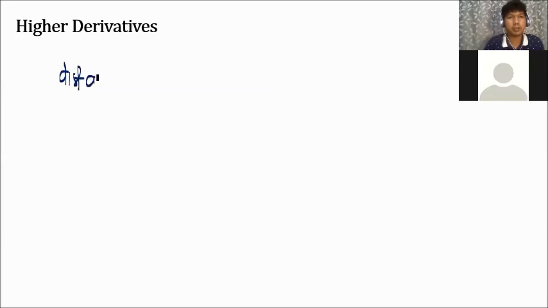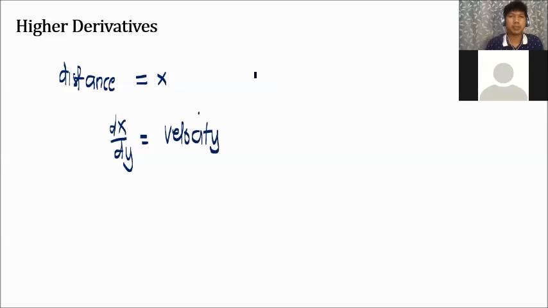If distance is equal to x, then we get the derivative of x. So that would be dx over dy. So this will be the velocity. For example, this is in meters.